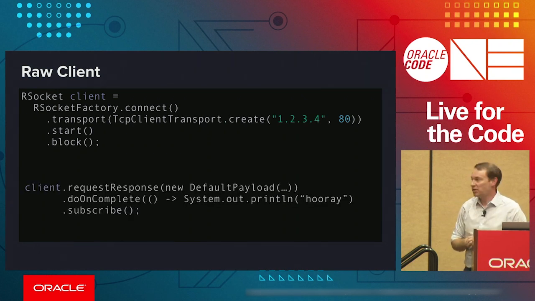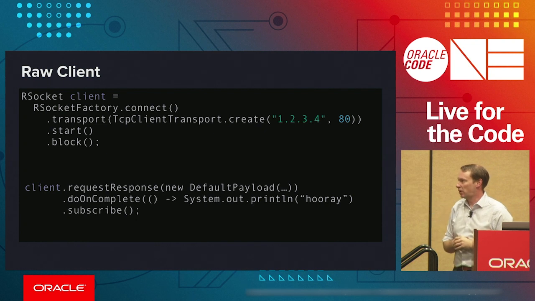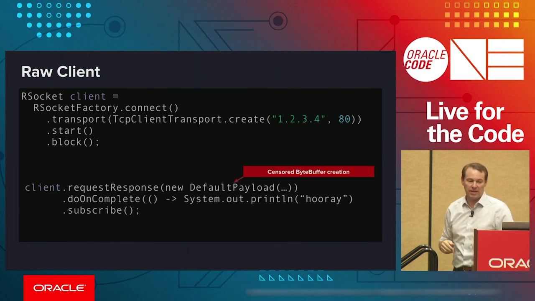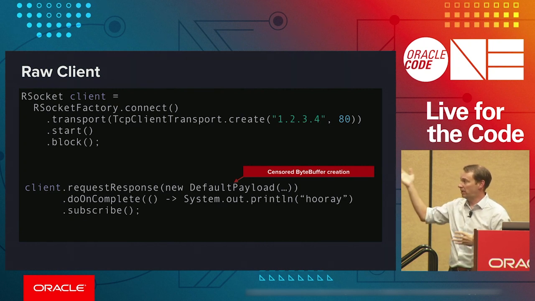So once you have that particular client, you're going to execute request response. We're going to put in some default payload. Who knows what that default payload is going to be? It's just a byte buffer, just a bag of bytes. So maybe you serialize JSON down. Maybe you serialize a protobuf definition into it as well. And data is sent. Data is received. Request response, so we get one back. When that is complete, we get a notification as part of reactive programming, and we print out something.